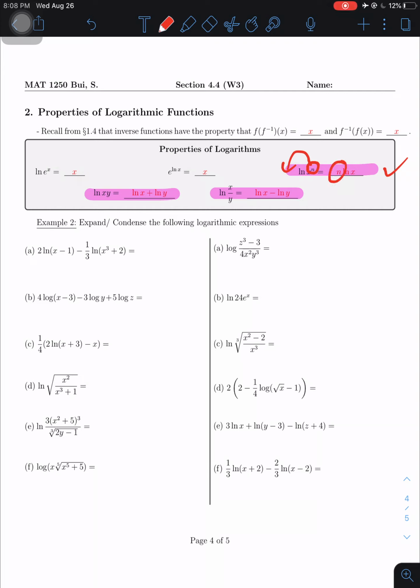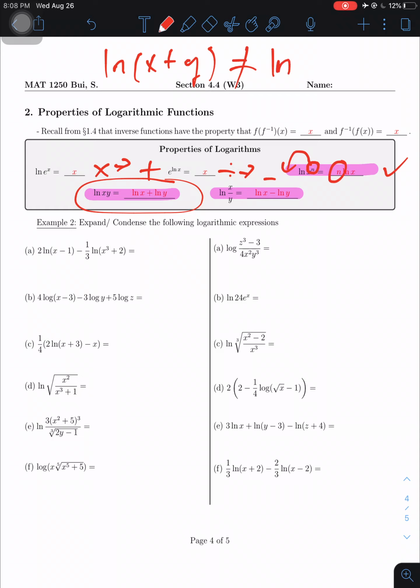For this one right here, if you have multiplication, it means addition, and if you have division, it means subtraction. Okay? But this can only go one way. These 2 can only go one way, okay? So say, for example, if you have ln of x plus y, this does not equal ln of x times y, okay? Addition does not imply multiplication. So this is a bad one, okay?